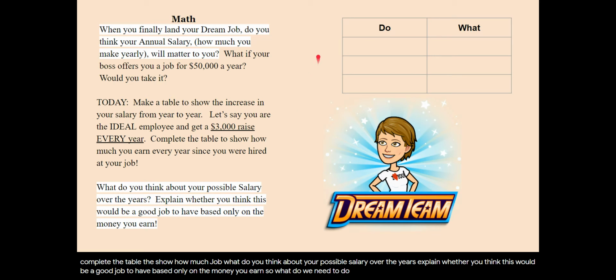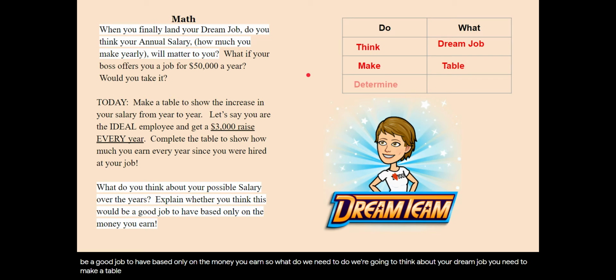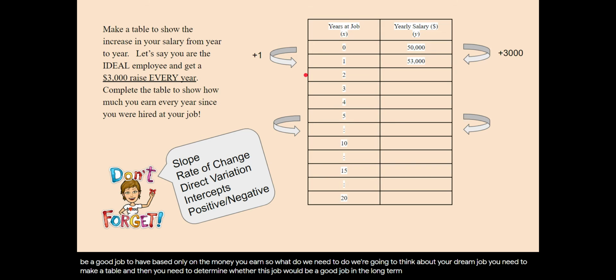So, what do we need to do? We're going to think about your dream job. You need to make a table, and then you need to determine whether this job would be a good job in the long term. So here's the table they're referring to. Make a table to show the increase in your salary from year to year. And they're telling us it increases by $3,000 every year.